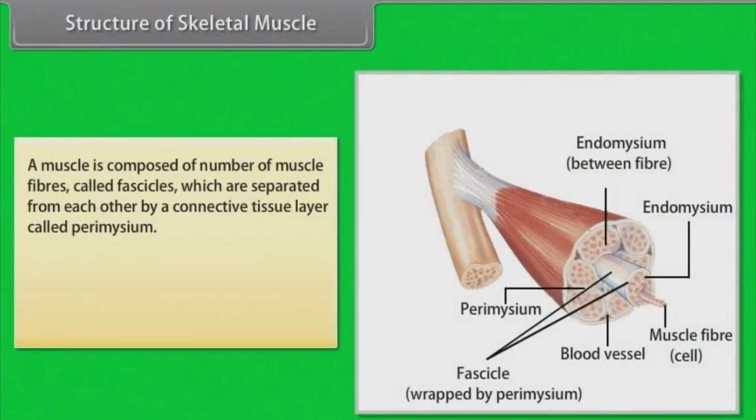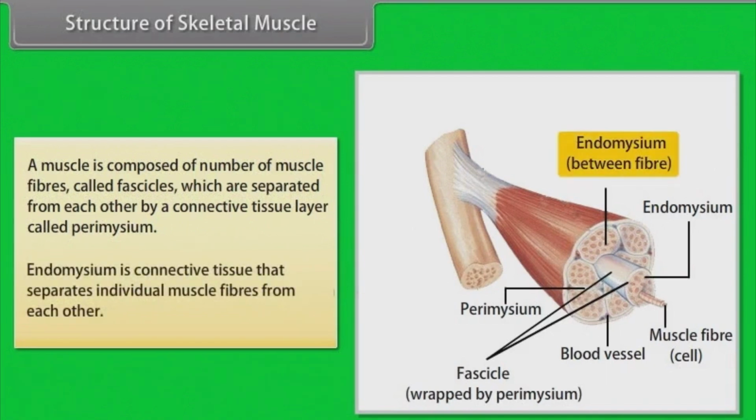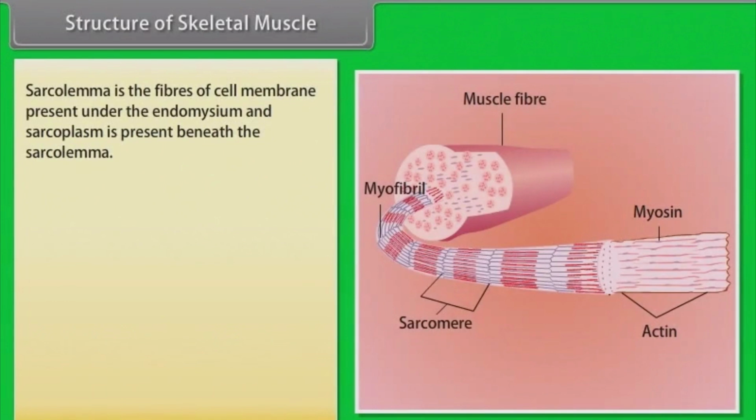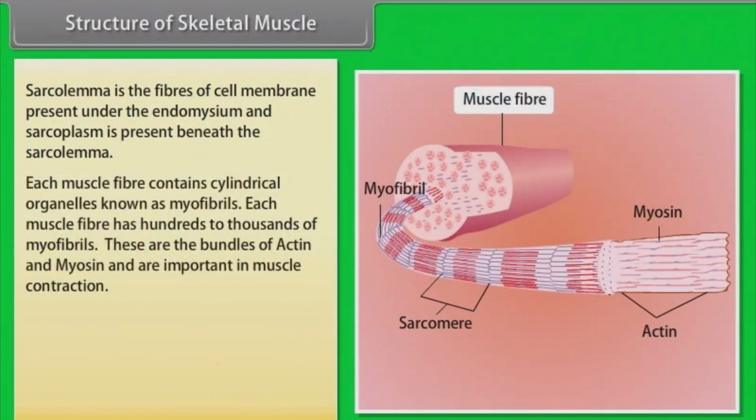Structure of skeletal muscles. A muscle is composed of a number of muscle fiber bundles called fascicles, which are separated from each other by a connective tissue layer called perimysium. Endomysium is connective tissue that separates individual muscle fibers from each other. Sarcolemma is the cell membrane present under the endomysium and sarcoplasm is present beneath the sarcolemma. Each muscle fiber contains cylindrical organelles known as myofibrils.